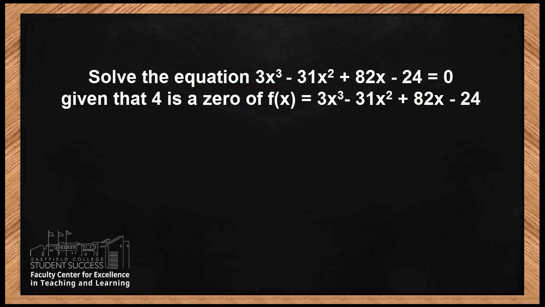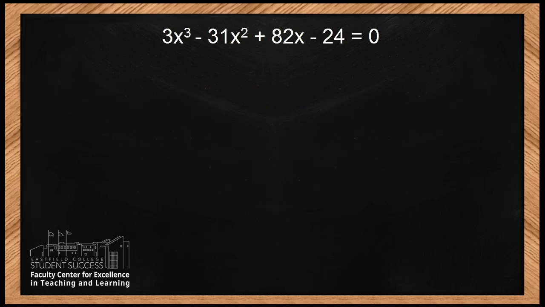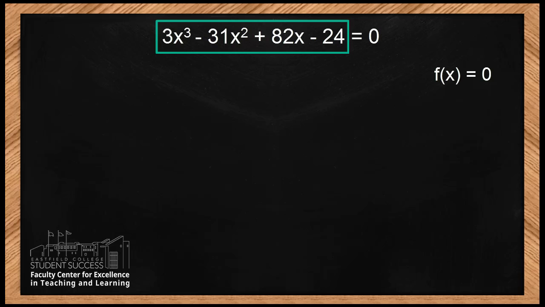So what we are given is one of the answers to the problem. We will utilize that given zero at the very beginning. This is what's going to help us to solve this problem. Let's rewrite the equation. 3x cubed minus 31x squared plus 82x minus 24 equals 0. If we look at the left-hand side of the equation, we will notice that this is our function. So what we really have is we want to know where f of x equals 0. That means we're looking for the zeros.